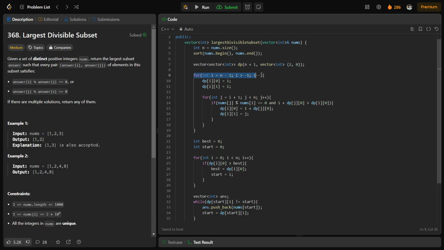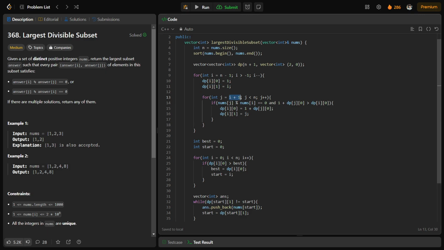Now I'm just traversing in reverse order and I'm updating dp of i[0] as 1 and dp of i[1] as i itself, right? So basically it is denoting that starting from my current position, my best answer is of size 1 and the next element is i itself. That means basically it is going to end at the current position.